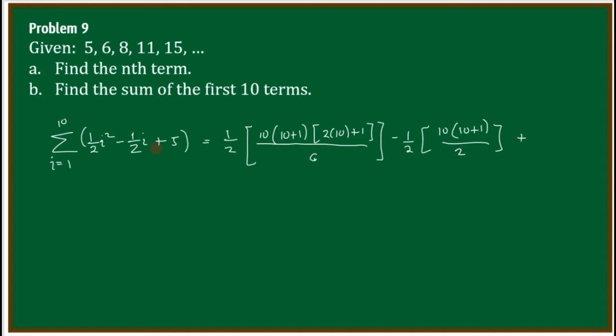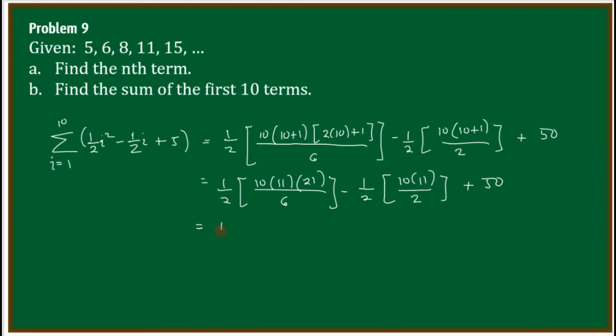Okay. Plus, the summation of constant is just the product of the constant and the upper limit. Okay. So, 5 times 10, 50. So, simplify natin. We have 1 half times 10. 10 plus 1, 11. 2 times 10, 20 plus 1, 21. Divided by 6 minus 1 half times 10 times 10 plus 1, 11 over 2 plus 50. Okay, so we have 1 half times, so direct na natin yan, 10 times 11 plus 21. Okay, 10 plus 11 times 21.